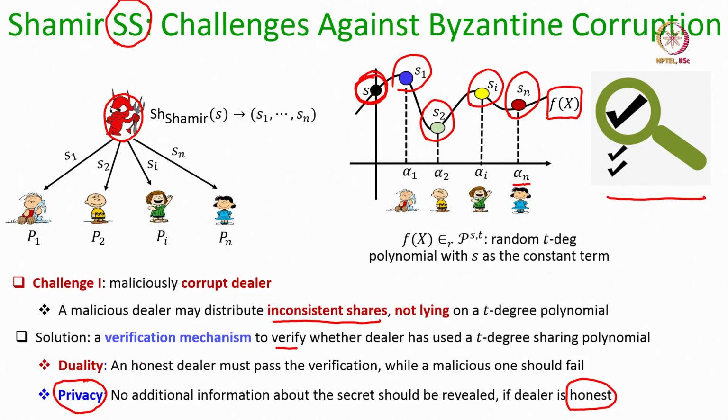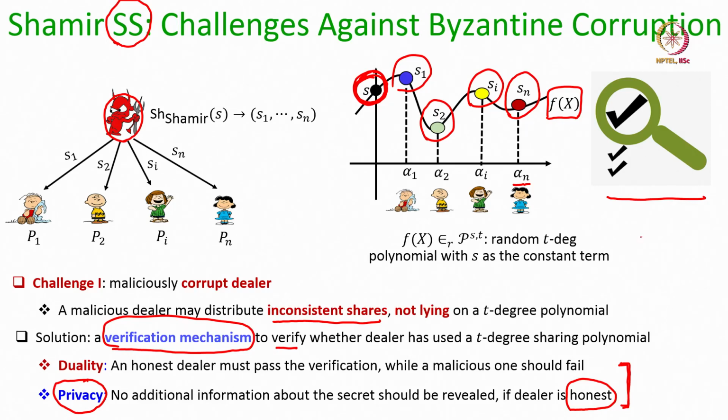So, whatever verification mechanism we incorporate on top of the Shamir secret sharing scheme now has two challenging goals. It should be able to catch a bad dealer who is not following the protocol instructions and who is not distributing shares lying on a t degree polynomial, and at the same time during that verification process the privacy of the secret S should not be lost, it should be preserved if the dealer is honest. And remember, the parties will not be knowing whether the dealer is honest or corrupt. So, whatever verification mechanism we propose on top of the basic Shamir secret sharing, that should work irrespective of whether the dealer is honest or corrupt.